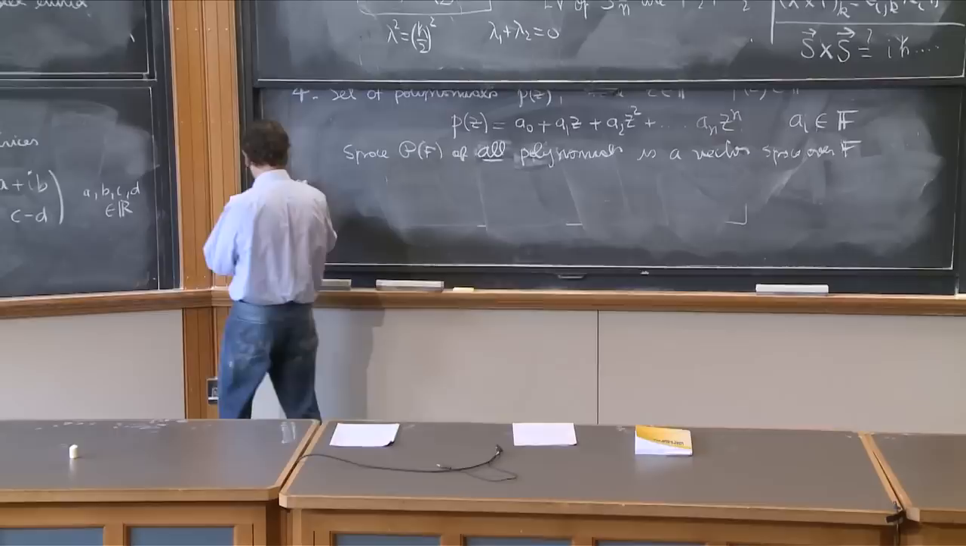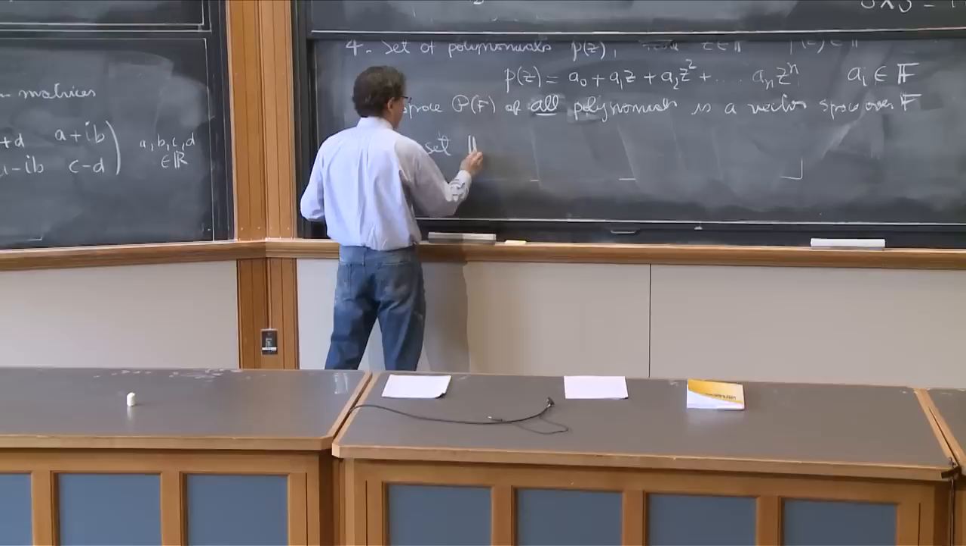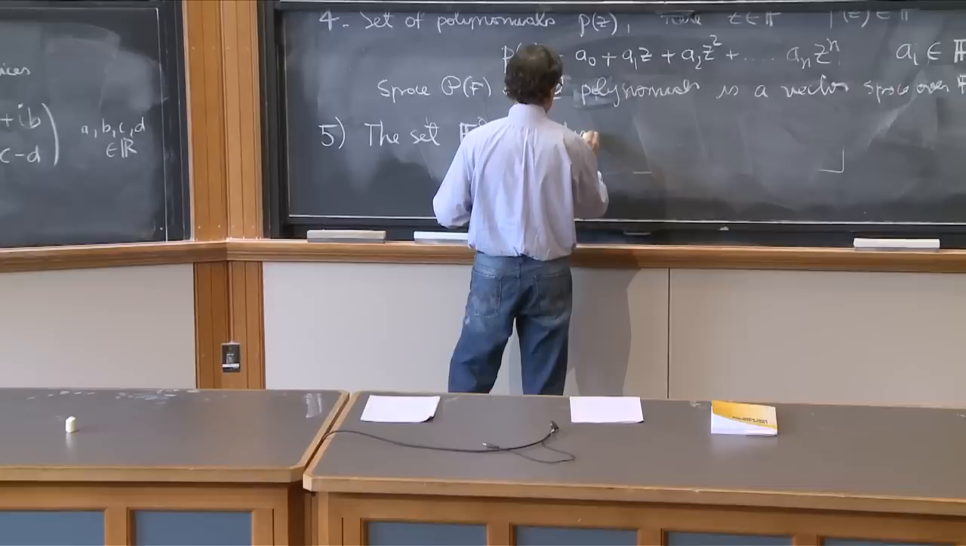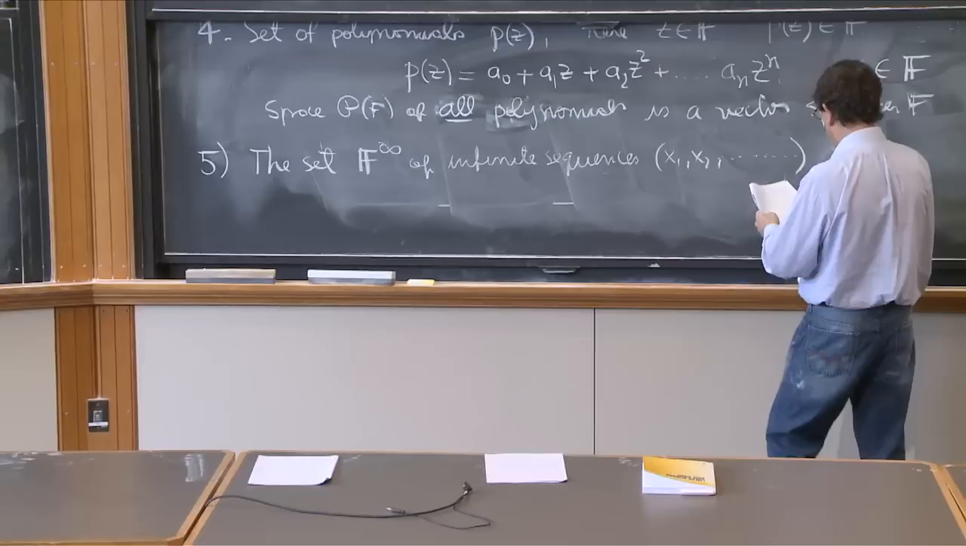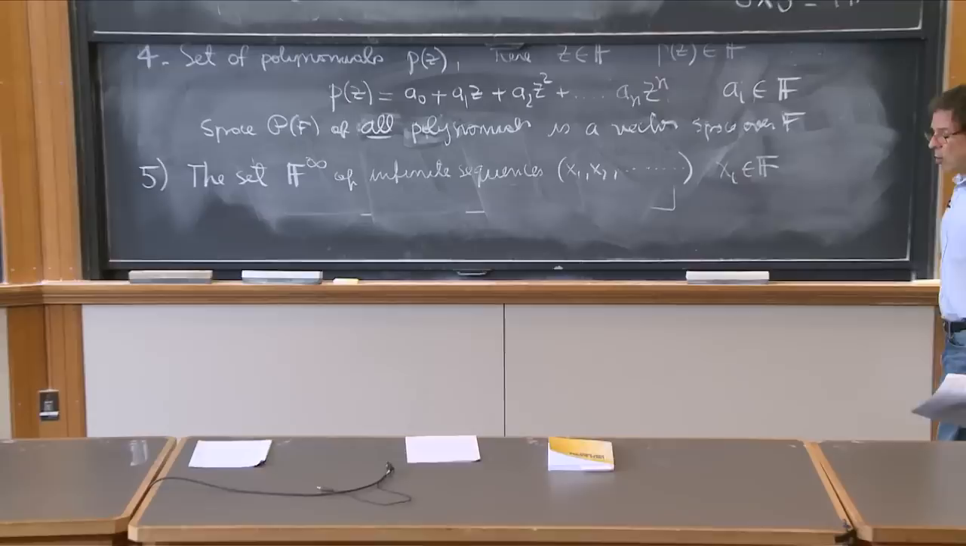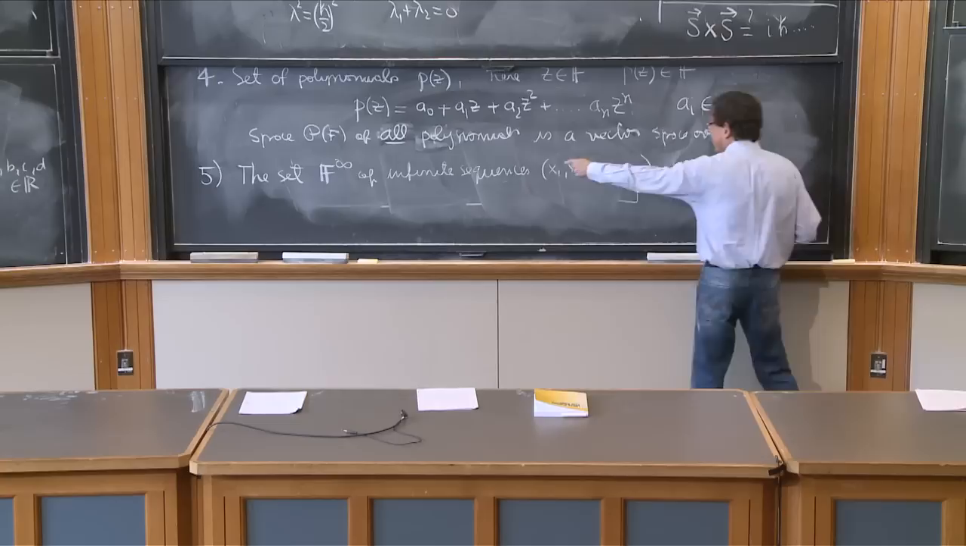The set F infinity of infinite sequences. Sequences x1, x2, and so on, infinite sequences where the xi's are in the field. So you have an infinite sequence and you want to add another infinite sequence, where you add the first elements, the second elements. It's like an infinite column vector.